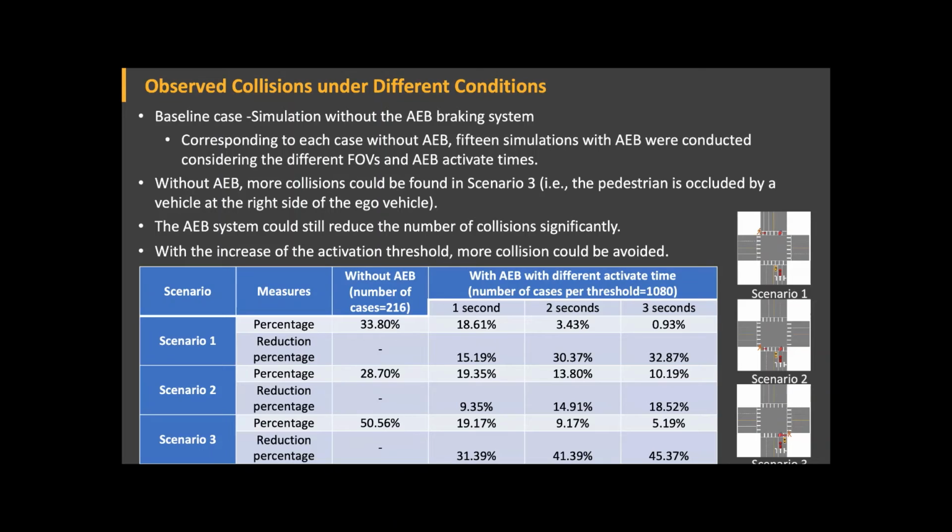Here's our result. To validate the effectiveness of the AEB under collision conditions, the simulation without the AEB braking system was used as a baseline. Corresponding to each case without AEB, 15 simulations with AEB were considered with different FOVs and AEB activation time thresholds. Without AEB, more collisions could be found in scenario 3, when the pedestrian is occluded by the vehicle at the right side of the ego vehicle. The AEB system could still reduce the number of collisions significantly with the increase of the activation threshold. More collisions could be avoided.